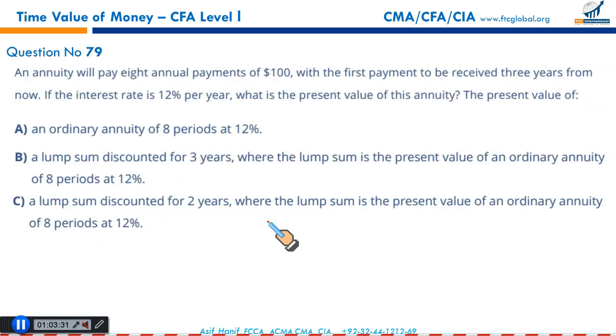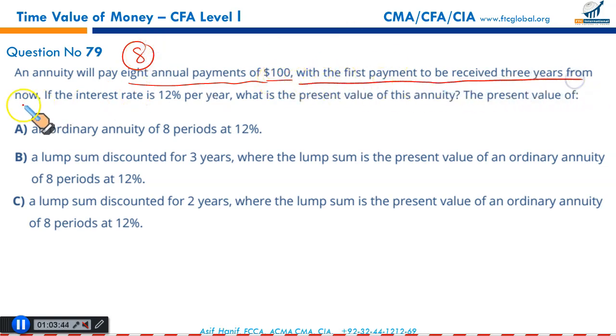Moving on to question number 79. An annuity will pay 8 annual payments of $100 each, with the first payment to be received 3 years from now. If the interest rate is 12% per year, what is the present value of this annuity?